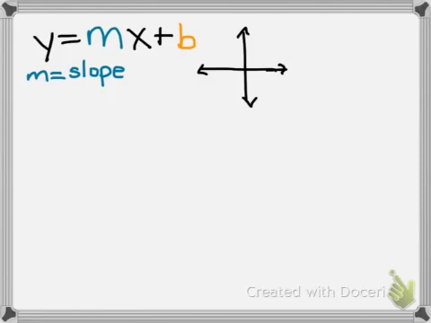So m is slope. Slope is also known as rise over run. So this would be a good thing to write down, rise over run, if you're not familiar with it. And rise over run tells us this. So if we have this line here, say we've got 2 points on this line, that one and that one. Rise is how much it goes up, and then run is how much it goes over. So that would be our run.